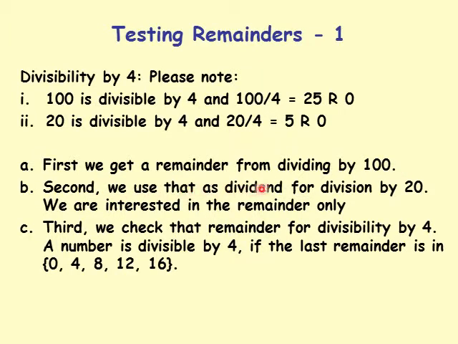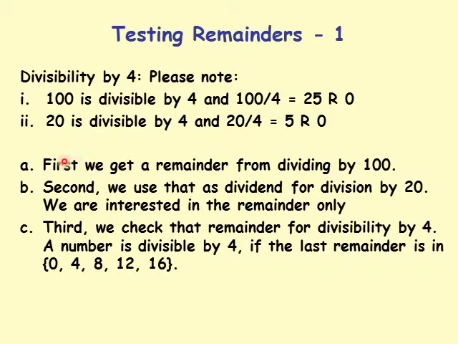Second, we use that as a dividend for division by 20. What's the remainder I got from the first step? I take away all the 20s I can, discard them, and see what's left over, this remainder. It's the same thing as if I divided that remainder by 20, discarded the quotient and kept the remainder. Okay, we are interested in the remainder only. Let's continue. Third, we check the remainder for divisibility by 4.